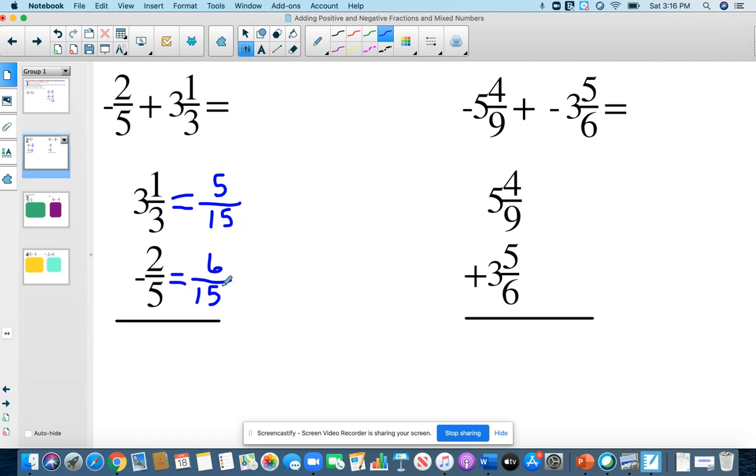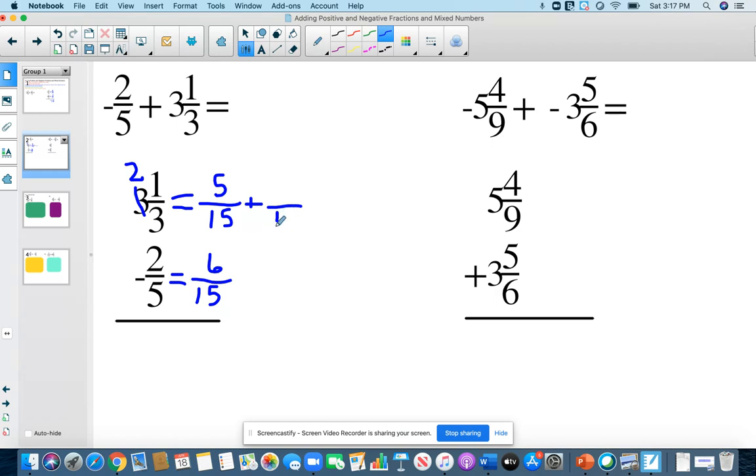Now, since I have common denominators, I just need to subtract. So 5 minus 6, but I cannot take 6 away from 5. So I'm going to have to go over and regroup or make it an improper fraction. So I'm going to take 1 away from the 3, the whole number, and make it a 2, and add a fraction that has a denominator of 15, but is equal to 1.